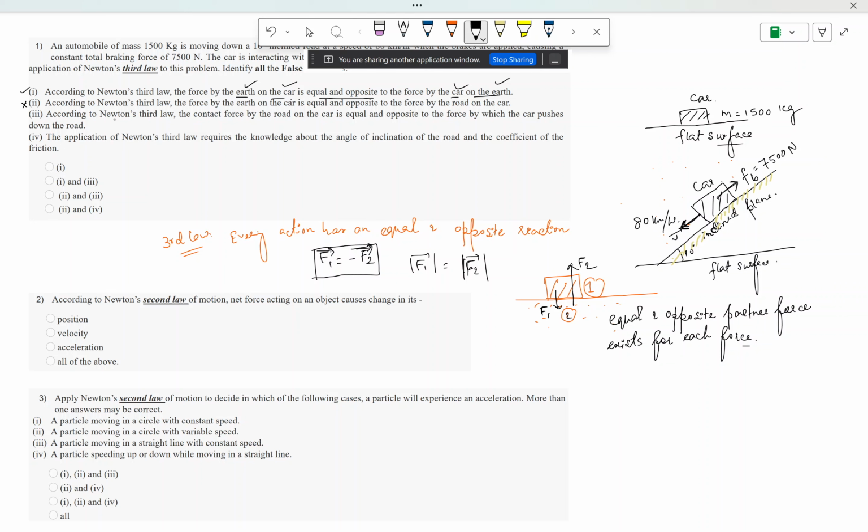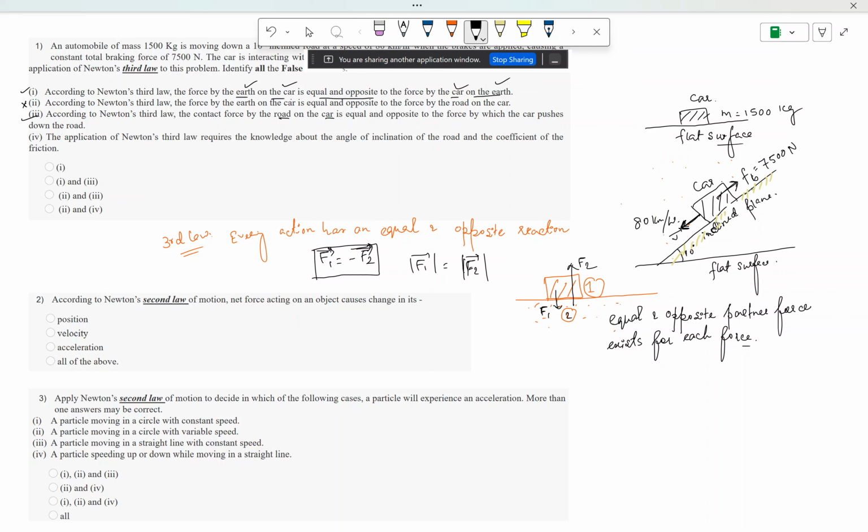Then the third one says that according to Newton's third law, the contact force by the road on the car is equal and opposite to the force by which the car pushes down the road. Now you see that this one will be correct again, because again two similar bodies are taken, the road and the car. In the first case, the road is applying a force on the car because of the contact between the road and the car. So between the road and the car there is a contact force.